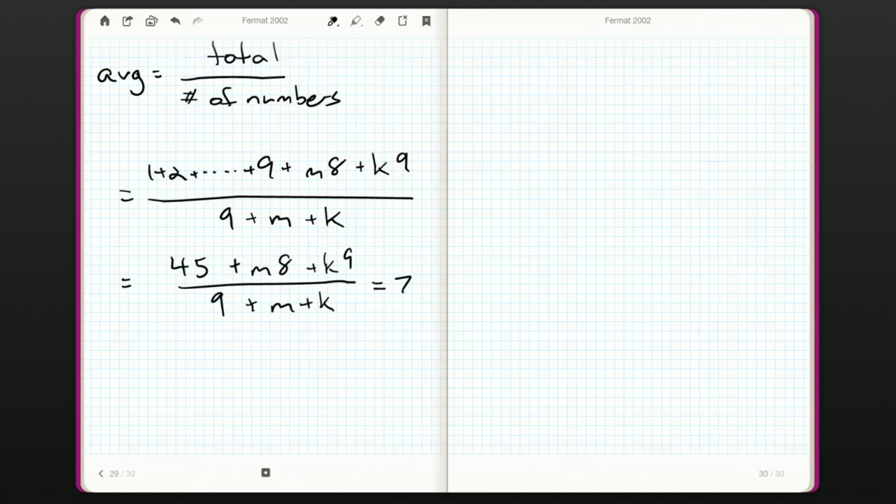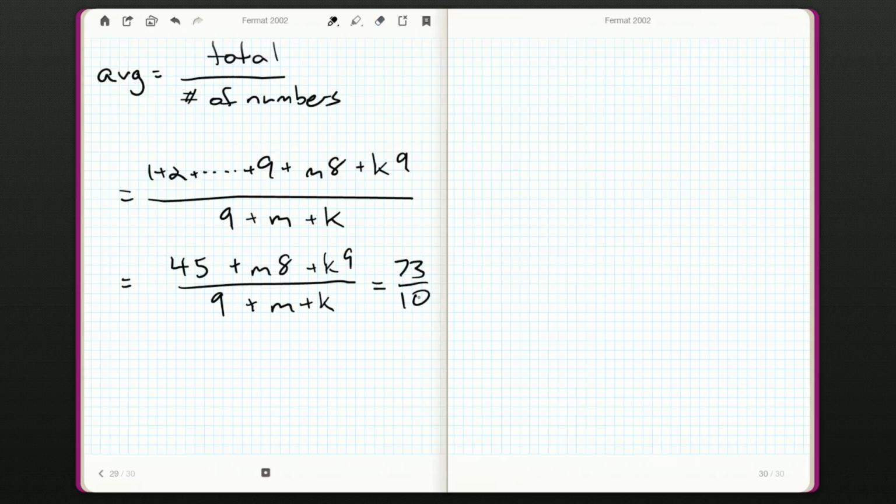But we are told that this is 7.3. Now I don't like having a decimal in here when I clearly have a fraction of the 45 plus m8 plus k9, so I'm actually going to write this as 73 over 10. This is a personal preference. If this turns out to help me solve it, fantastic.